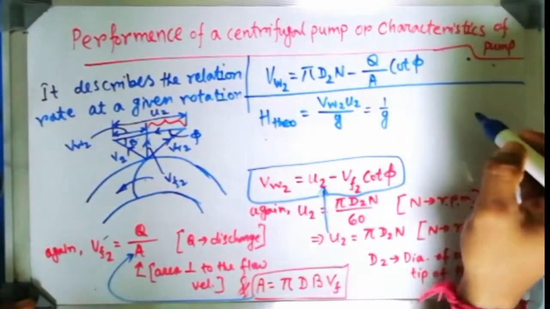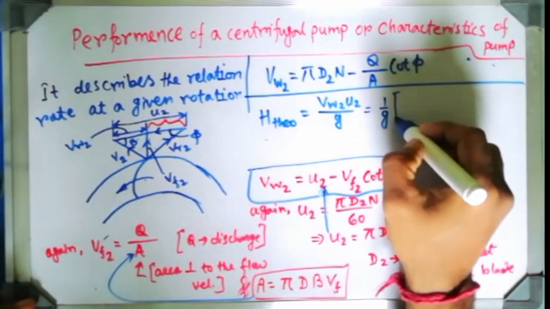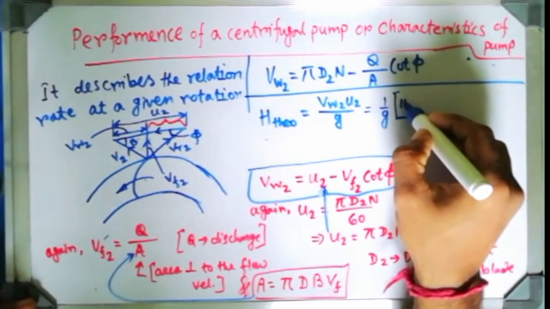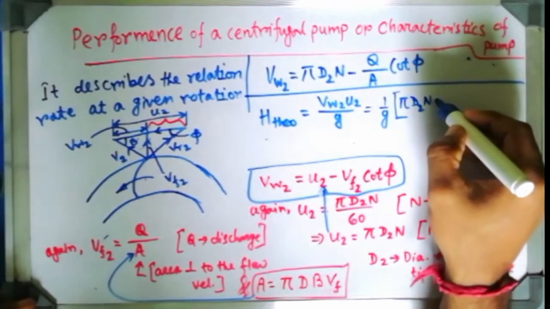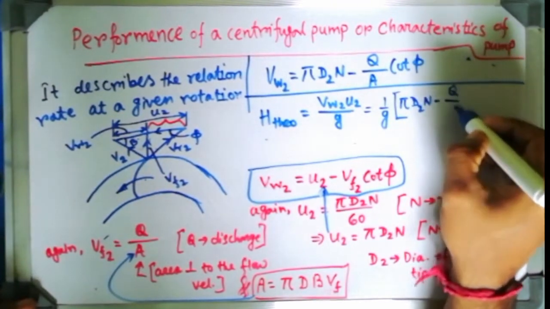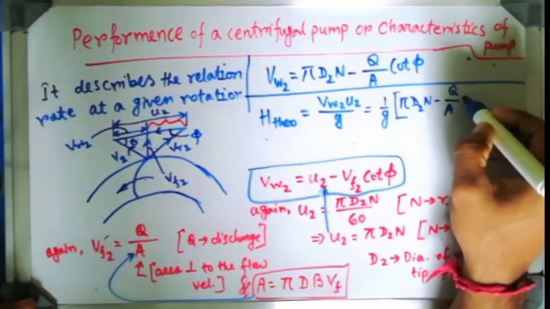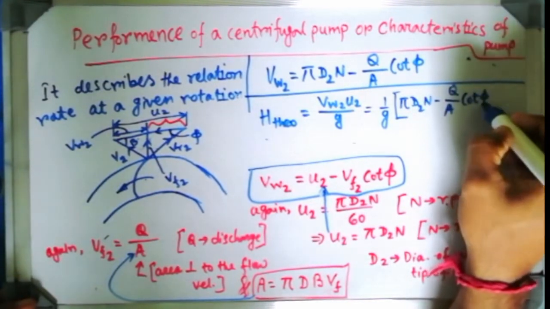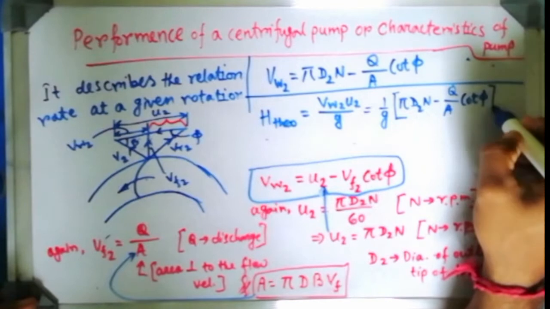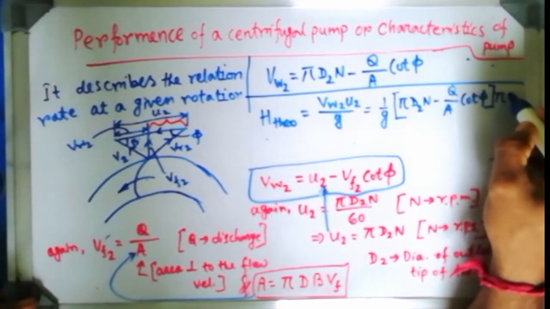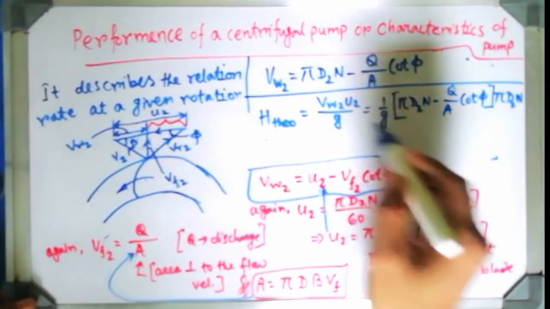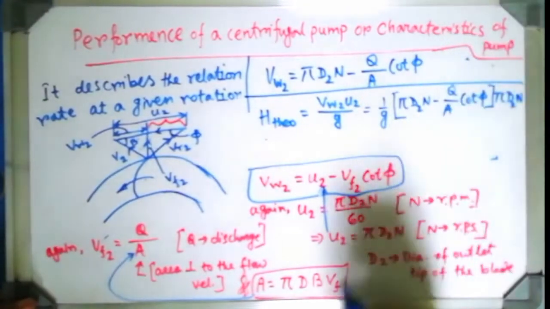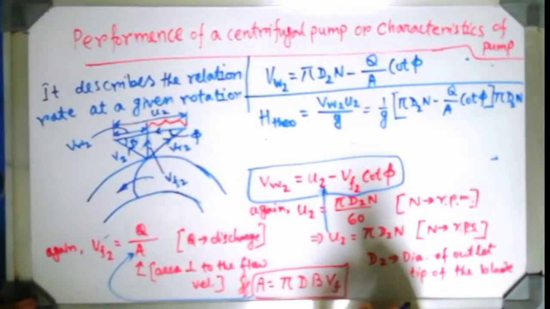Take 1 by g outside, within the third bracket, pi d2n minus q by a cot of phi. Outside there, 1 pi d2n will be there, because for this u2, 1 pi d2n will come over here. Simple analytical solution, nothing special is there.